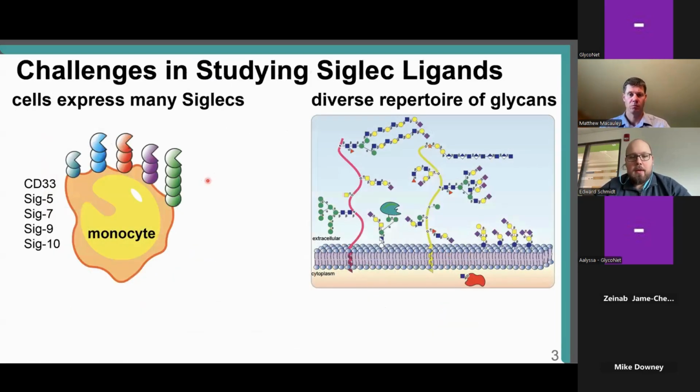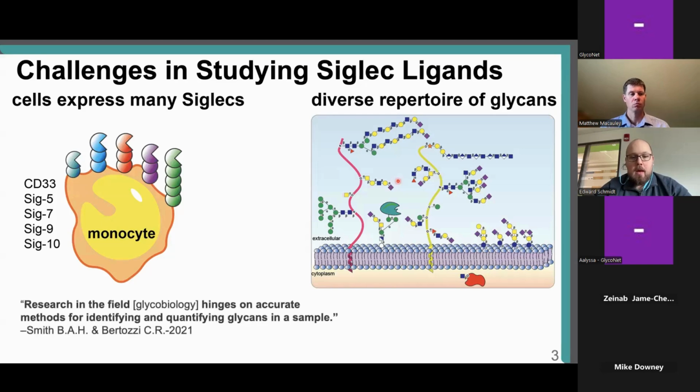As Dr. Macauley alluded to, Siglecs can be very challenging to study. And one of the reasons for this is if we take a cell like a monocyte, you can see here there are 5 different Siglecs expressed on this monocyte, and it's interacting with the glycocalyx over here. So how do you figure out which Siglec is interacting with which ligand? And that's kind of where my work focuses.